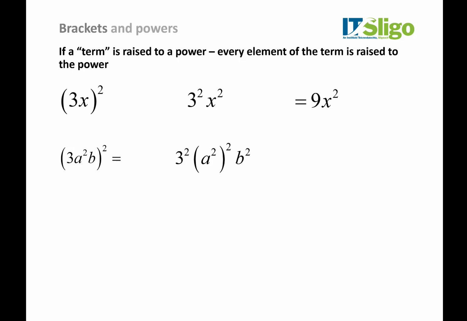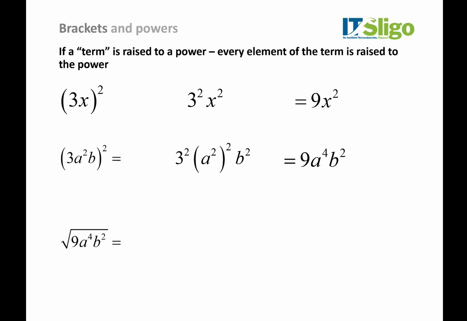And now we just apply the rules individually. 3 squared, like we saw, is 9. Here we multiply the powers, that gives us 4, and we get b squared. Notice different bases, so there's no mingling of the powers.